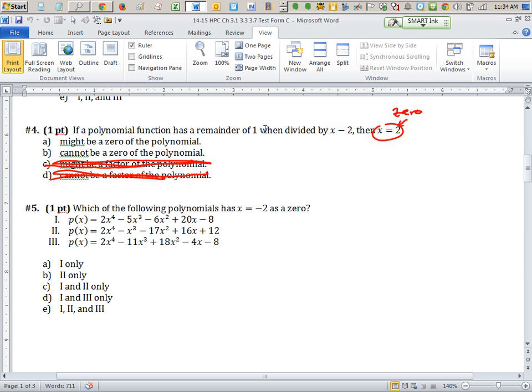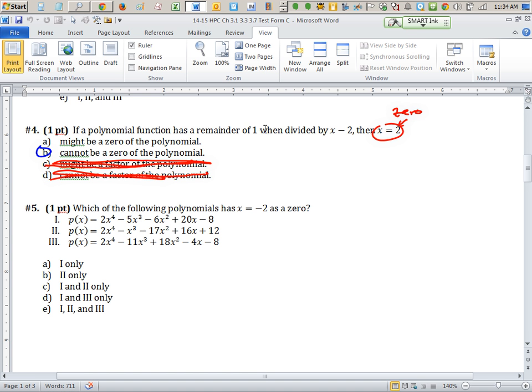Now, what is true about a true 0? If a number is truly a 0, then what would the remainder be? 0. The remainder should be 0 if it's a factor, or if it's a root, right? Well, the remainder is 1. It says right here. So it is not a 0. It can't be a 0, because then the remainder would have been 0. So that was almost a vocab question.